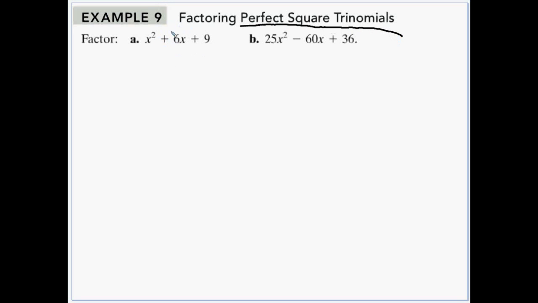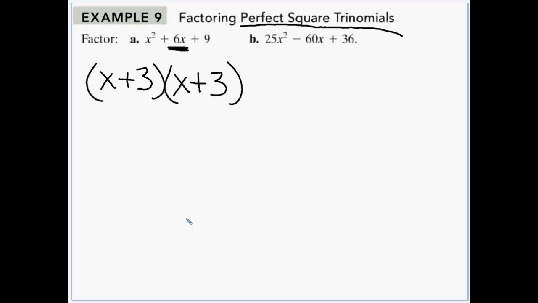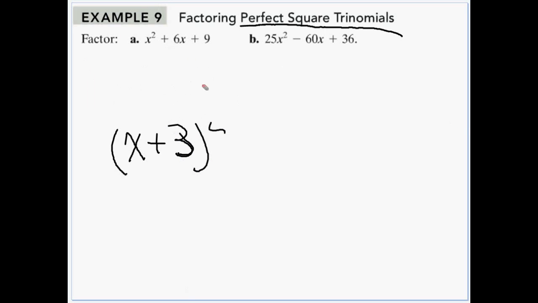This one we could do sort of the old way. We could say, okay, what do you multiply to get x squared? It's got to be x and x. What do you multiply to get 9? It's either 9 times 1 or 3 times 3. And 3 times 3, those 3's would also add up to 6. So you could go after it this way, and you would get an x plus 3 and another x plus 3. And we can be a little more efficient and write that as x plus 3 quantity squared.